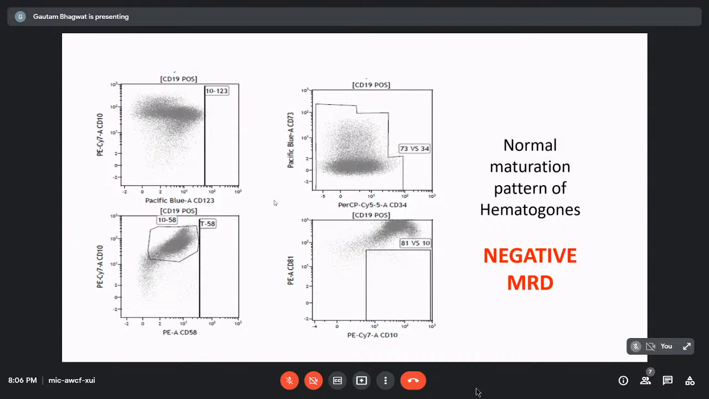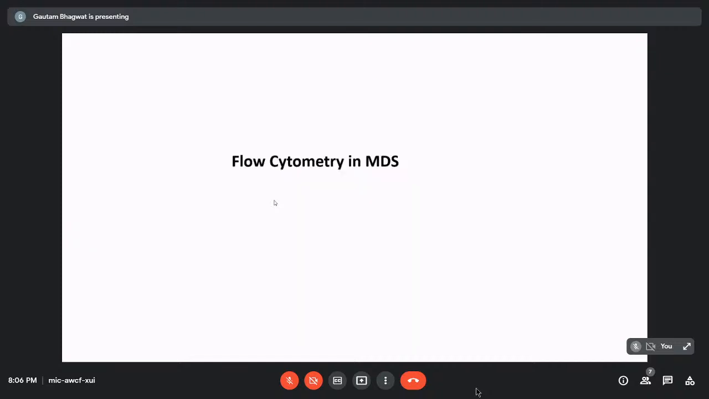Now this is very important in patient care because it depends on the MRD whether there would be an intensification of treatment, whether the prognosis is good or bad. So giving out a negative MRD report becomes very important for that patient.